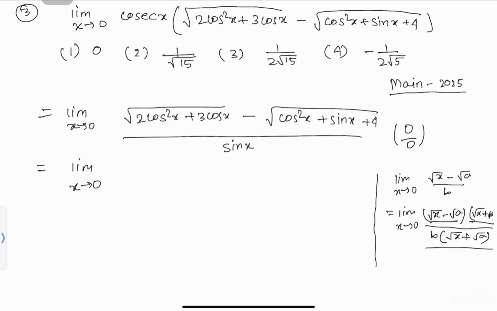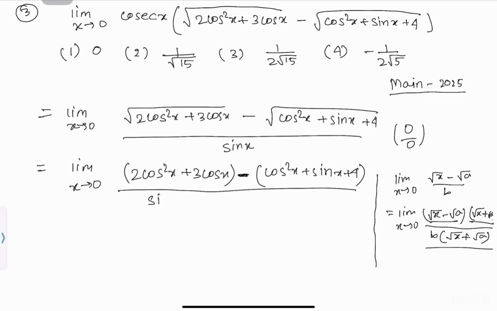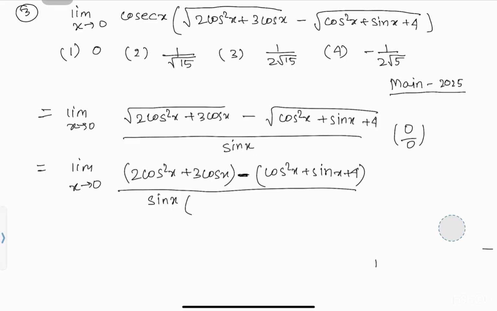Okay, the same I am applying here. If I apply with the positive sign, that becomes a square minus b square. That means I can write 2 cos square x plus 3 cos x as a square, and b square means this total, cos square x plus sin x plus 4. Clear? And in the denominator, sin x is multiplied with the positive sign. That means I am erasing these things. I think this process is clear.